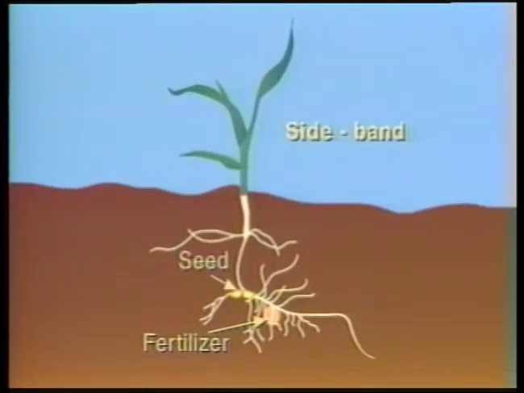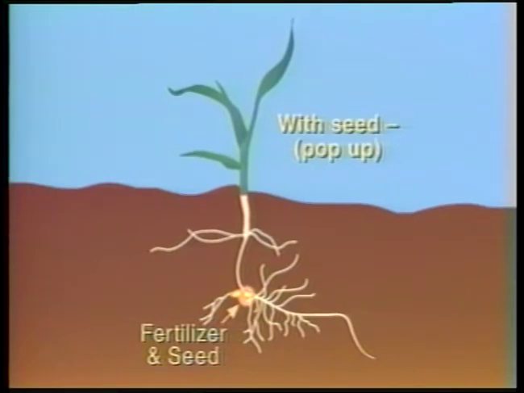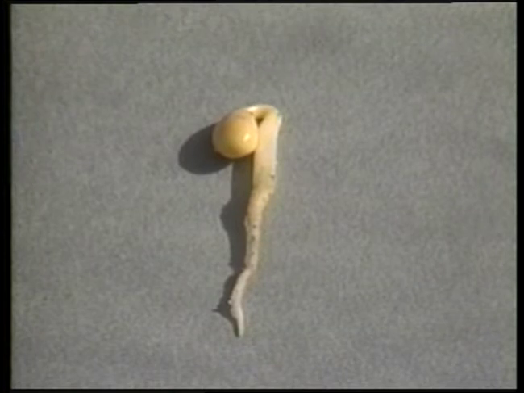To avoid fertilizer burn, many farmers use the sideband method. A good placement of row fertilizer is approximately 2 inches to the side and 2 inches deeper than the seed. Species and varieties of crops can differ in their response when fertilizer is applied with the seed in a pop-up application. For example, germinating seeds and seedlings of soybeans are usually more sensitive to fertilizer burn than corn.